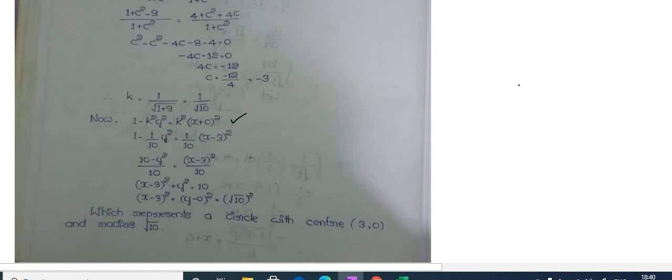Observe, which represents a circle. Actually you know circle equation is, this is circle equation with center a comma b and radius r. Here a is 3, b is 0. That's why center is 3 comma 0. Radius is root 10, because 10 can be written as root 10 whole square. R is root 10.